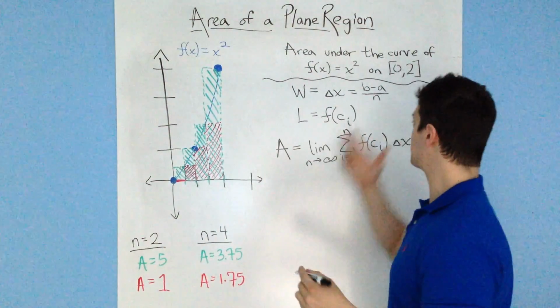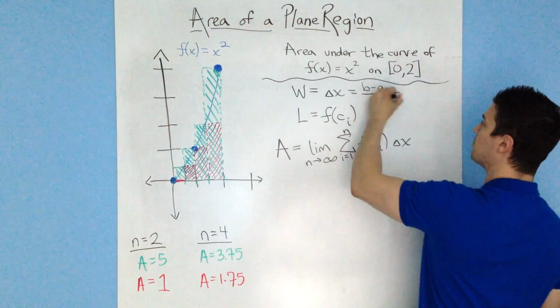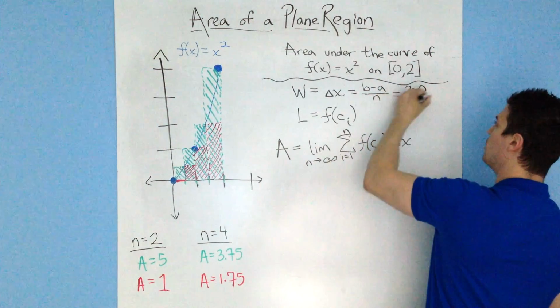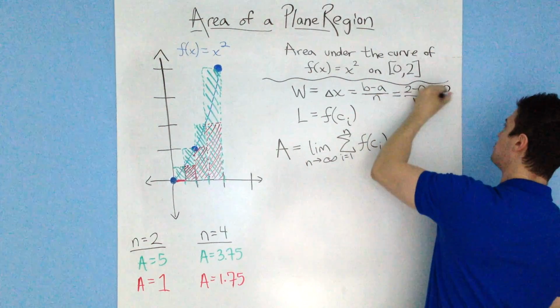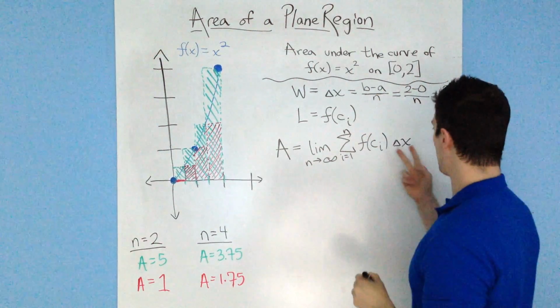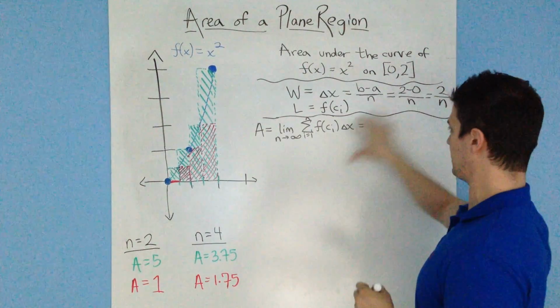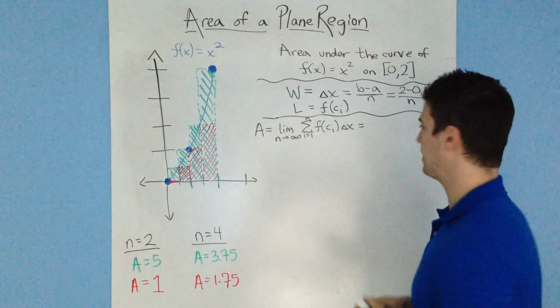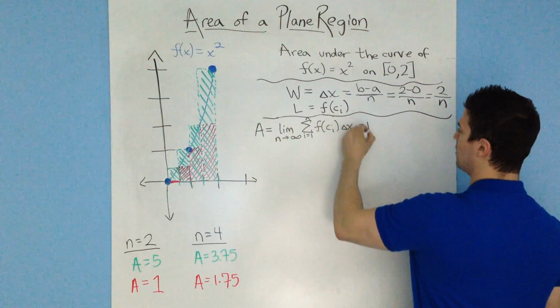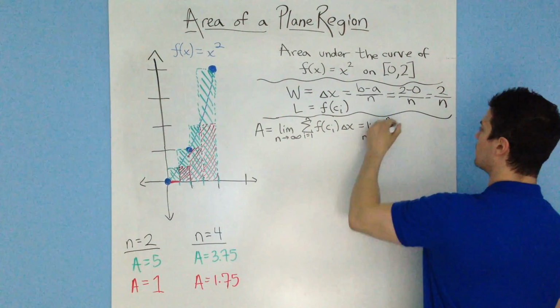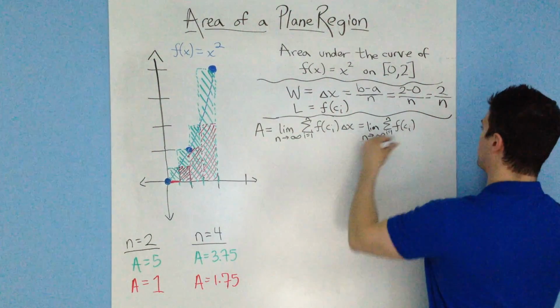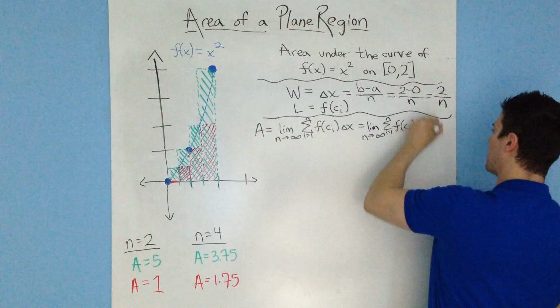So the first thing we're going to want to do is simplify. We can simplify this first one because we know it's 2 minus 0 over n, which is equal to 2 over n. So now we know our delta x. Right, so from here, I'm going to simplify and substitute things in just to make my life a little bit easier. So now, instead of delta x, I'm going to put in 2 over n.